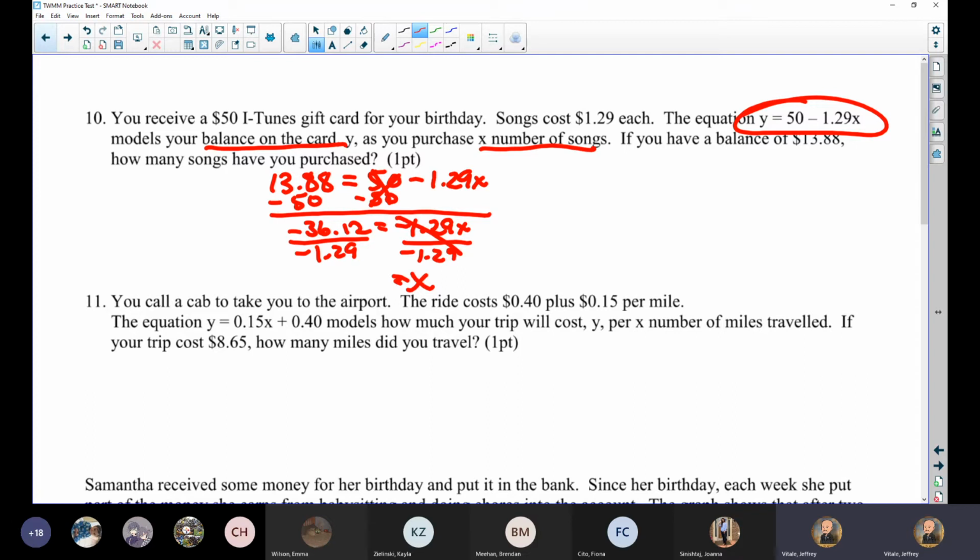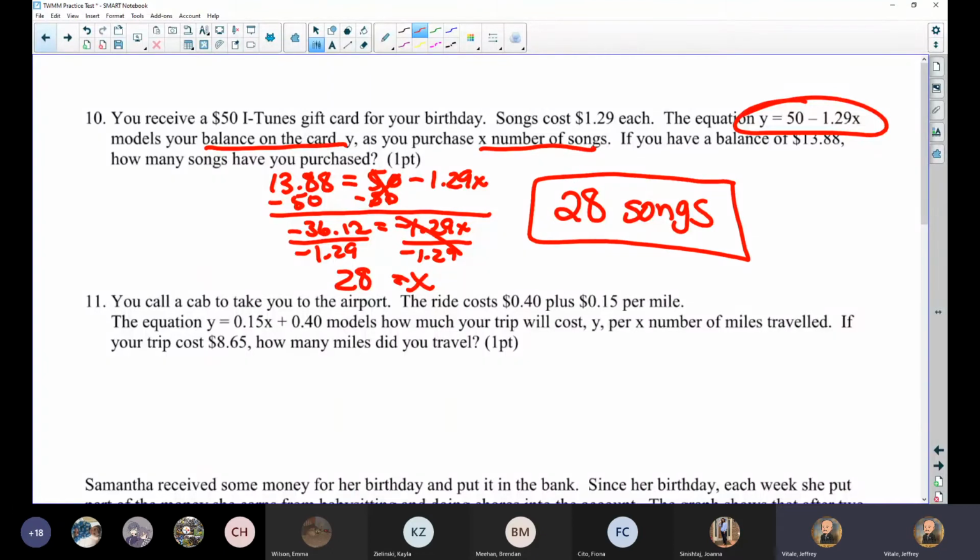What do we know happens when you take a negative and divide it by a negative? It becomes positive. And you get 28 as your answer. So our answer becomes 28 what? Songs. Very good. That's how many you had to buy for you to have a balance of $13.88 left on your card.